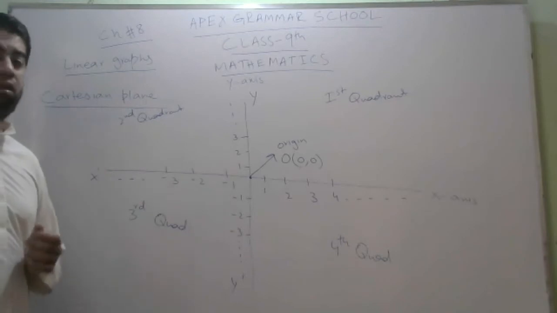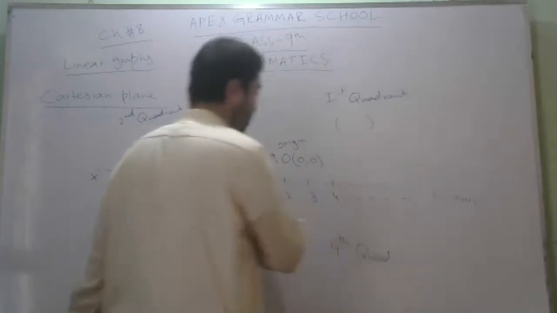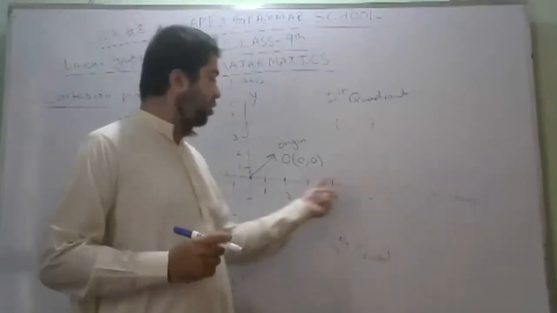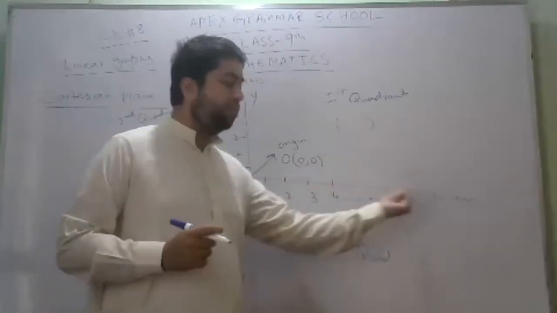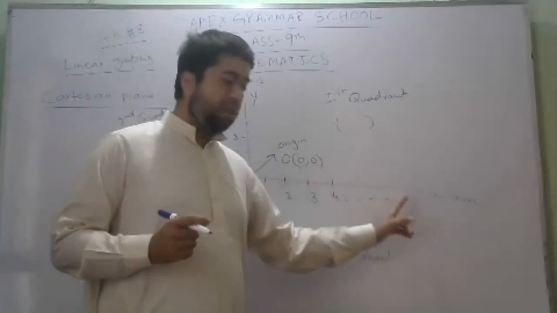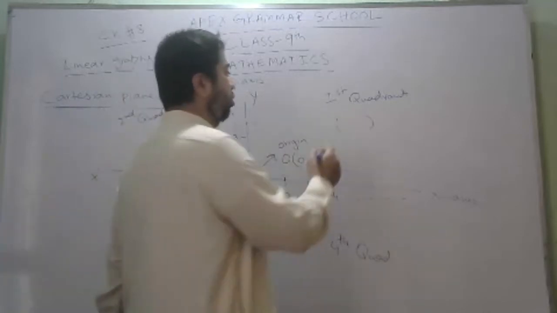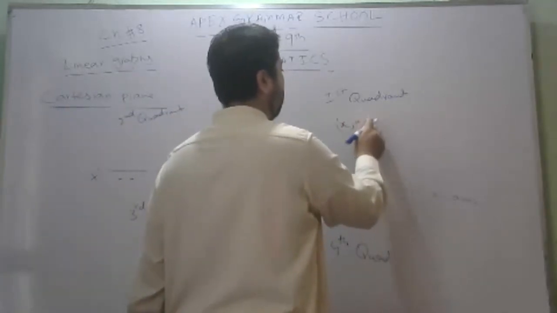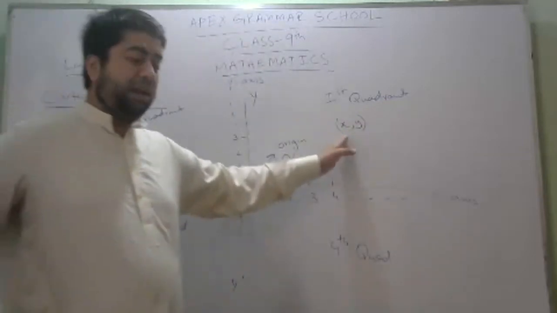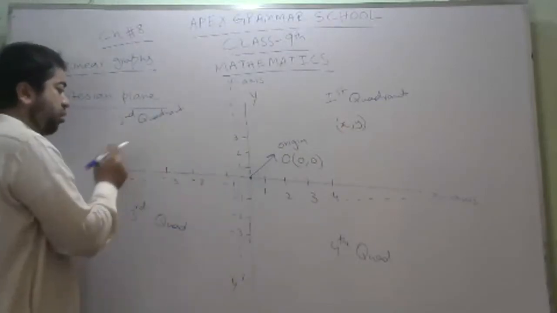For the first quadrant, you need to understand that this is the x-axis and this is the y-axis. This is the boundary of the first quadrant. You can see that within this boundary, the values of x and y are both positive. This line contains positive numbers, and this line also contains positive numbers. So x comma y will be its sign. Towards the second quadrant, this is the boundary of the second quadrant.